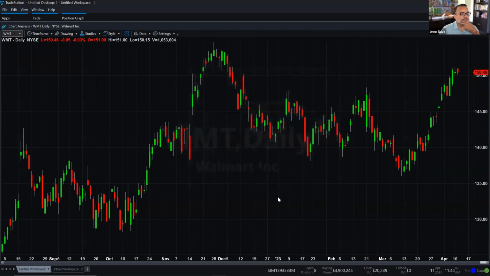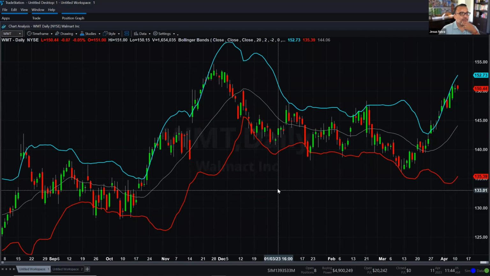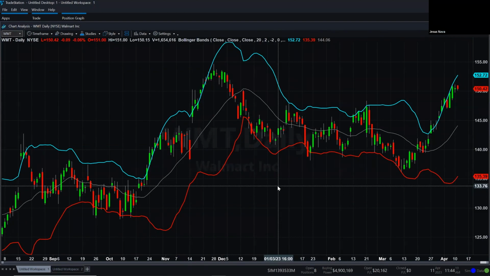Bollinger Bands right here. You can see that all of these look very similar, but the lines do change accordingly based on the calculation. Price channel uses straight prices, highest high, lowest low. Keltner channel uses average true range. And in this case, Bollinger Bands uses standard deviations.